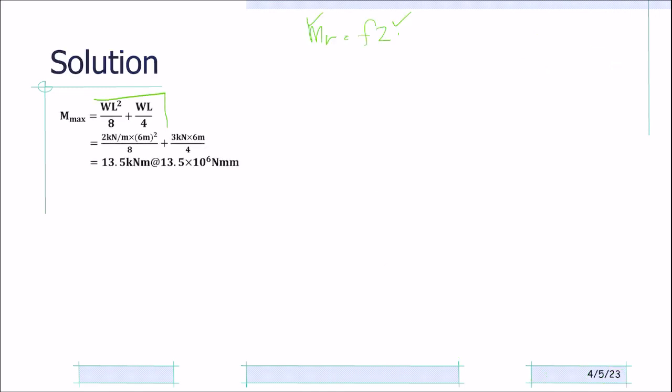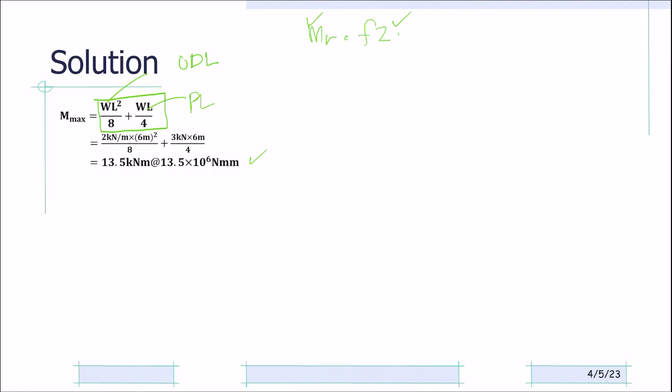Kita just boleh tambah je macam ni. This one for UDL and this one for point load. Right, so just isi je, okay. You know that the W for the UDL is 2 kilonewton per meter, times 6 meter, which is the length, the span of the beam, power of 2 divided with 8, plus 3 kilonewton times 6, WL over 4, so bagi dengan 4, then you get this value. Okay, that is for the Mmax.